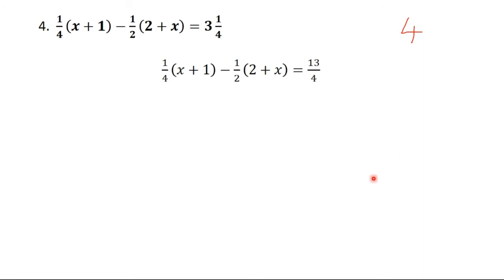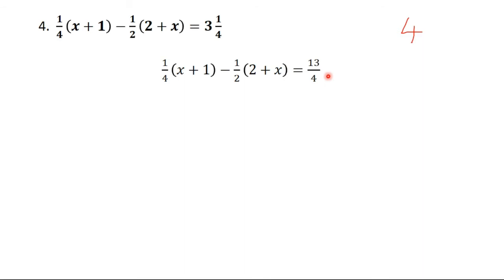Multiply each term by the LCM. Now here, what are the terms? This whole thing here is one term: 1 over 4 into bracket x plus 1 is one term. When you come here, you see we have a negative sign, so it means that 1 over 2 into bracket 2 plus x is also another term. Terms in the equation are separated by the negative sign or positive sign. So everything here is together one term, everything here is also together one term, then 13 over 4 is also another term.